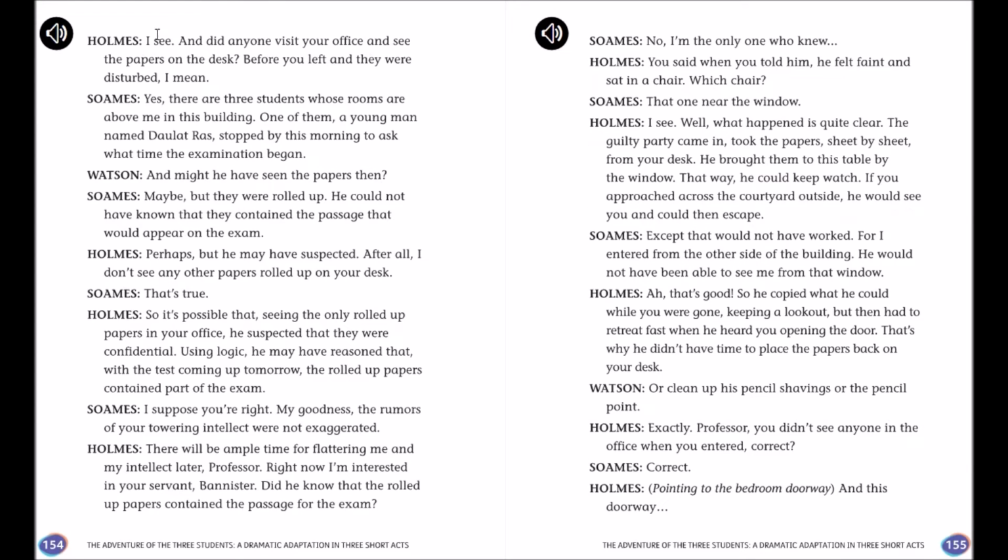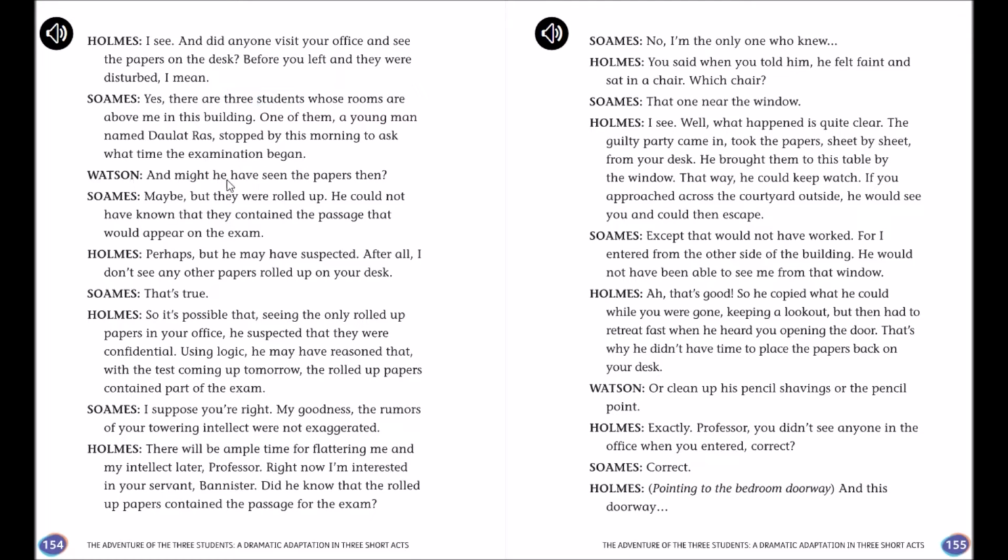So the window is locked. You can see through it, but it's locked. Holmes. I see. And did anyone visit your office and see the papers on the desk before you left and they were disturbed, I mean. Soames. Yes, there are 3 students whose rooms are above me in this building. One of them, a young man named Darlet Ross, stopped by this morning to ask what time the examination began.